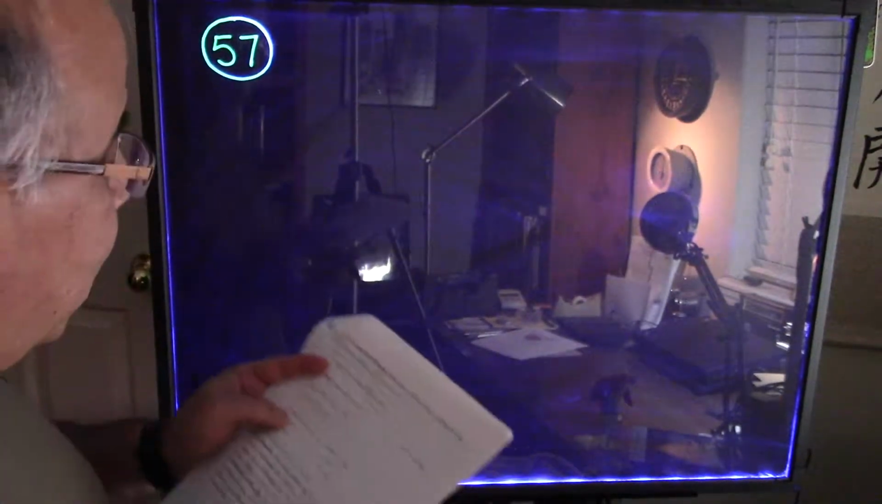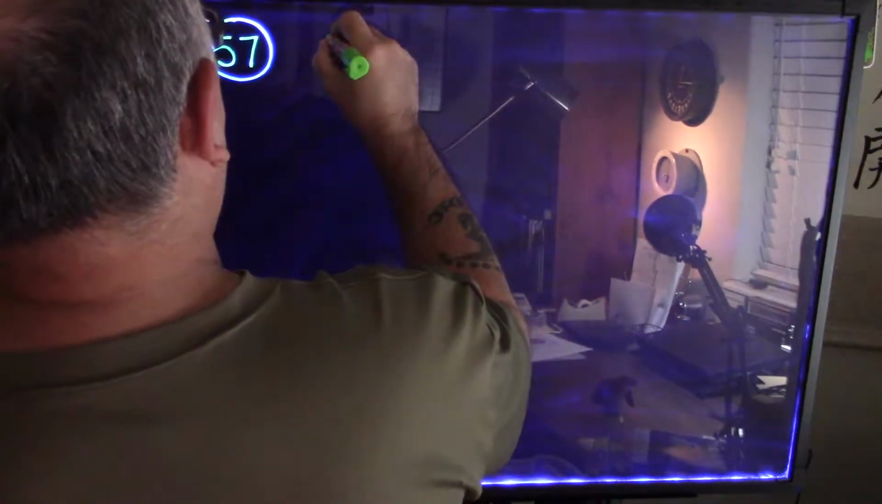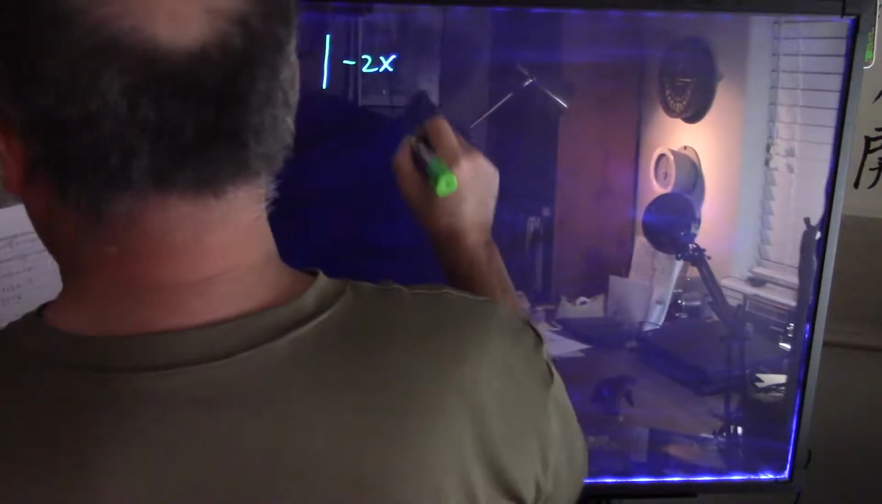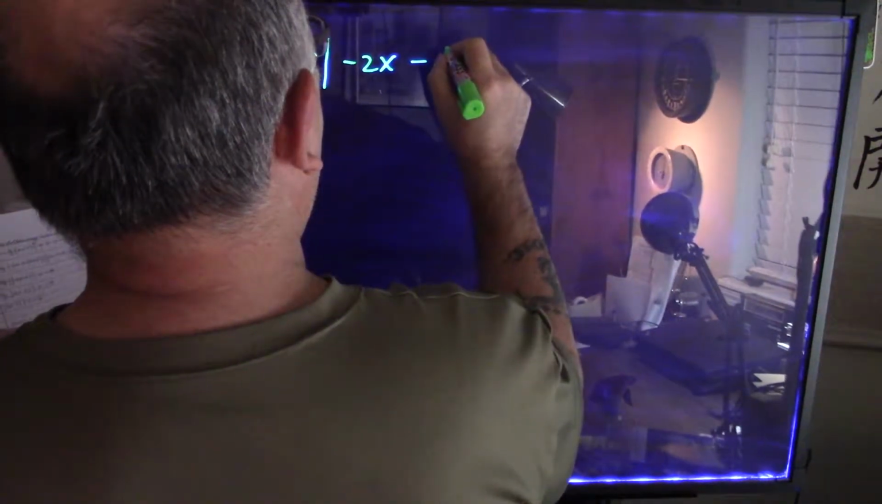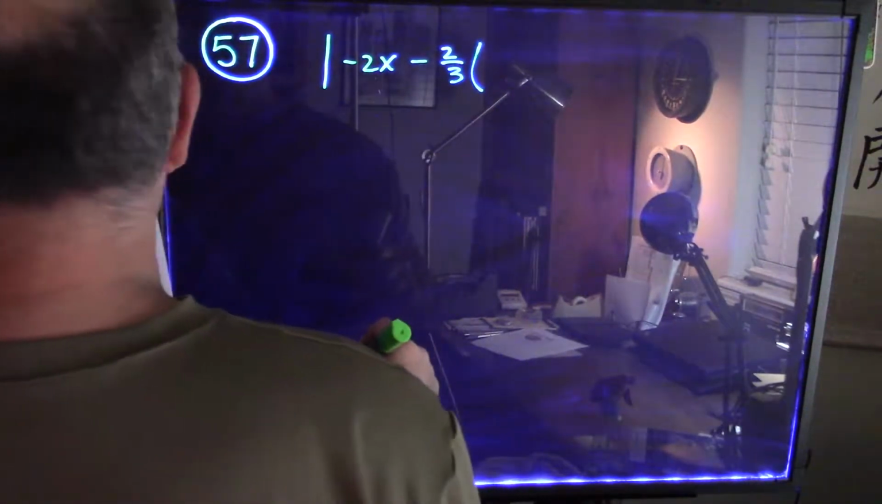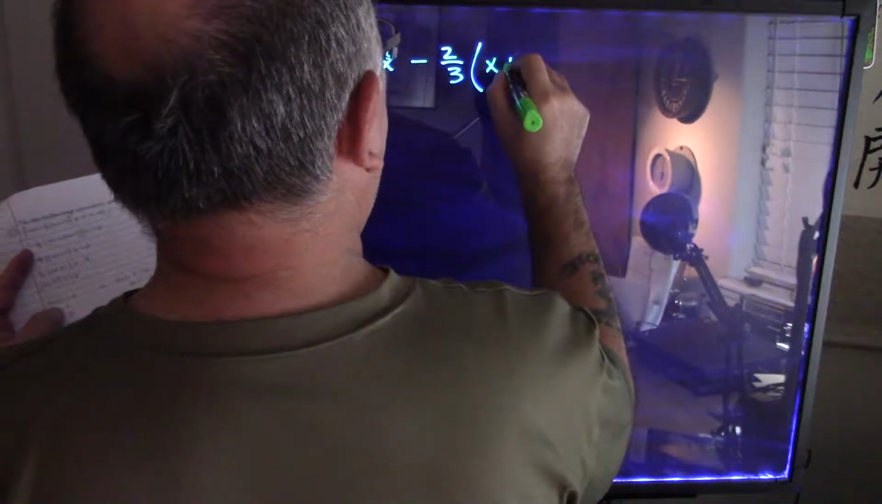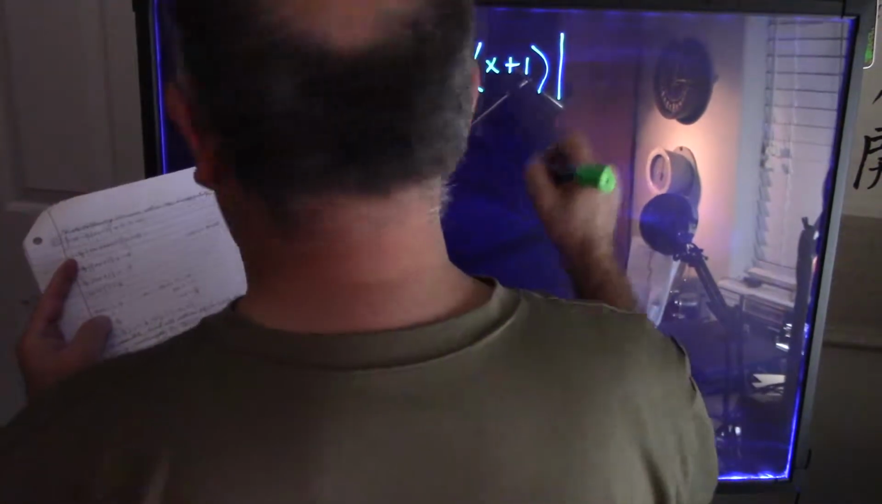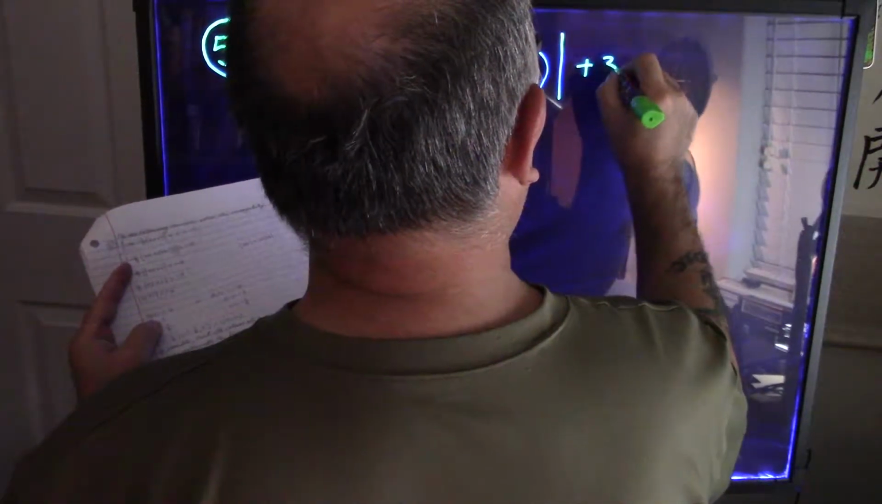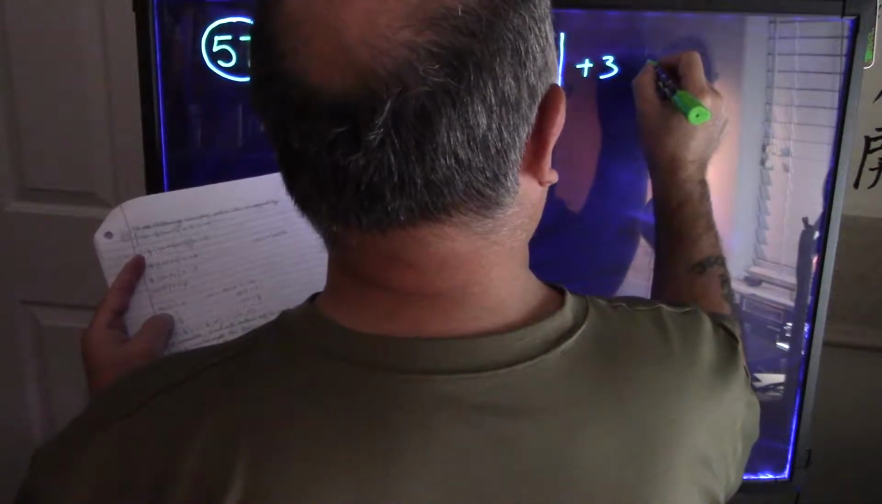Number 57. For the following exercises, solve the inequality. So let's see, we've got the absolute value of negative 2x minus 2/3 times the quantity x plus 1, plus 3 on the outside, is greater than negative 1.